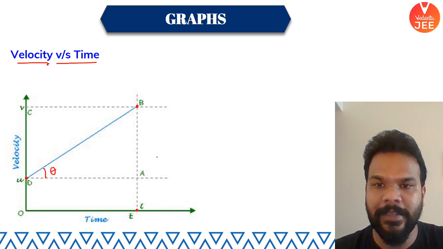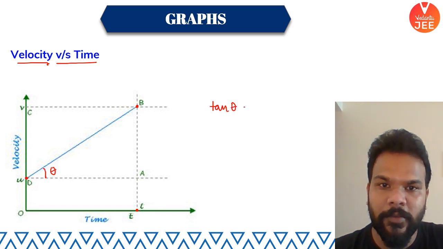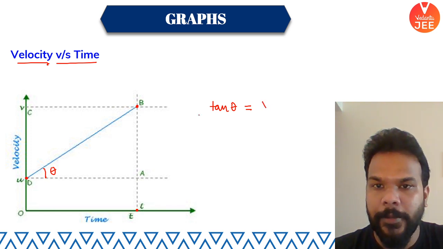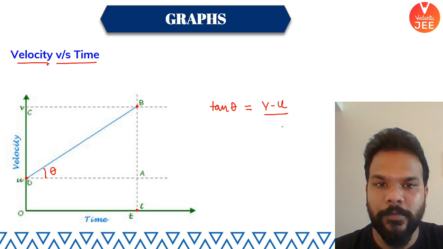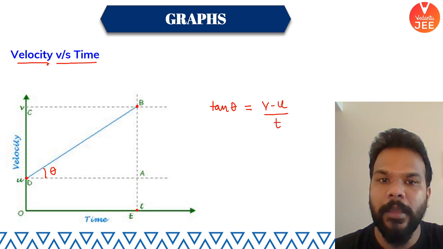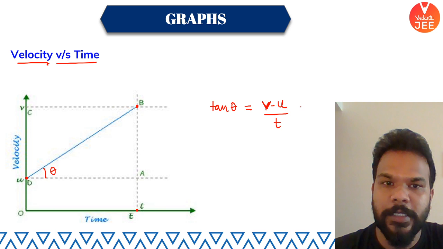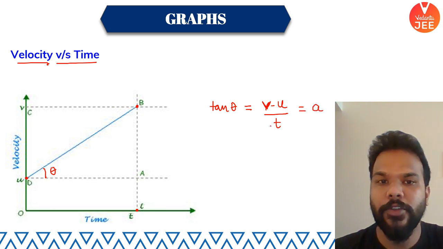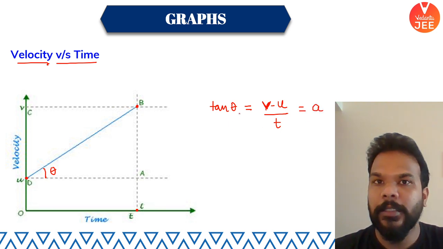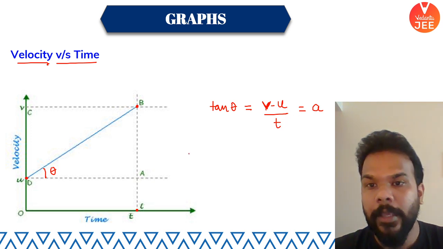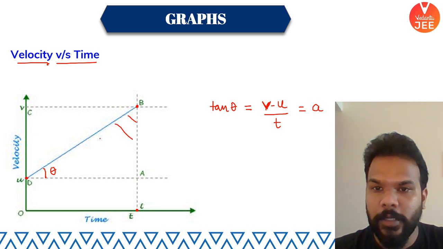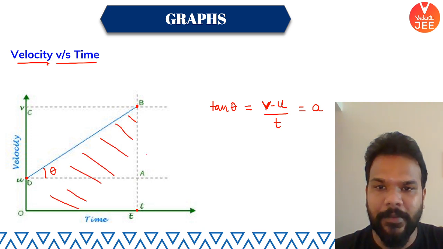Okay, so why this graph is important, guys, is first of all, if you try to find out the slope of this graph, the value of tan theta, that tan theta is basically going to be the opposite side, which is v minus u, divided by the adjacent value, which is basically the change in time. And change in velocity upon change in time is nothing but your acceleration. So what I want to tell you here is that the slope of the velocity time graph is going to give you the acceleration value.